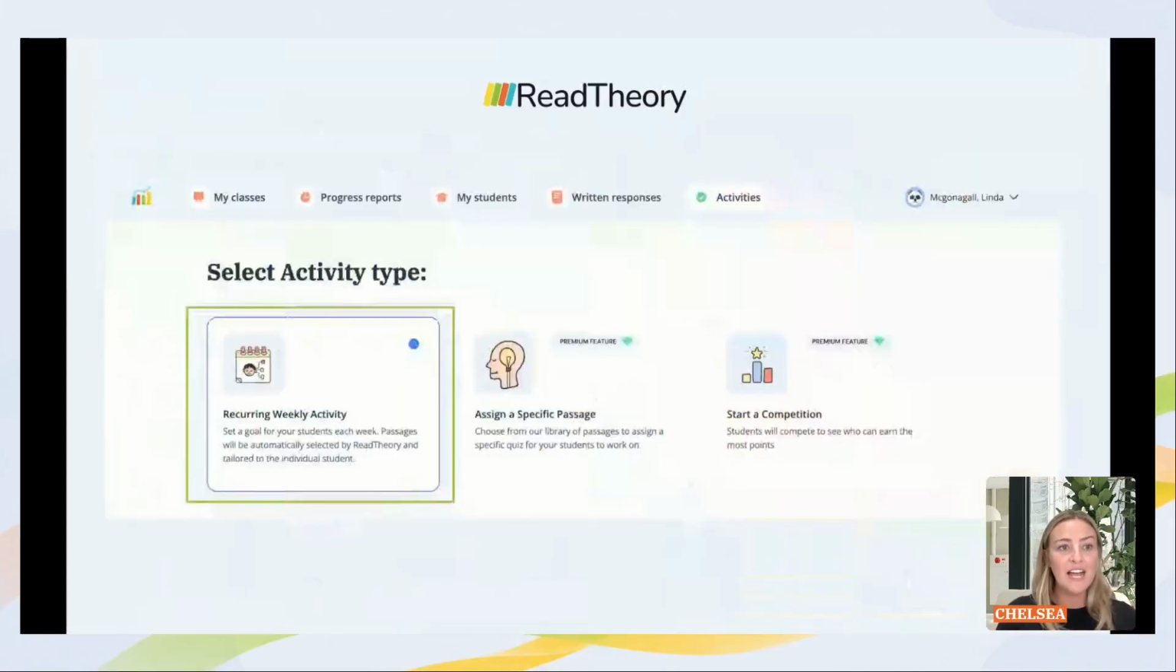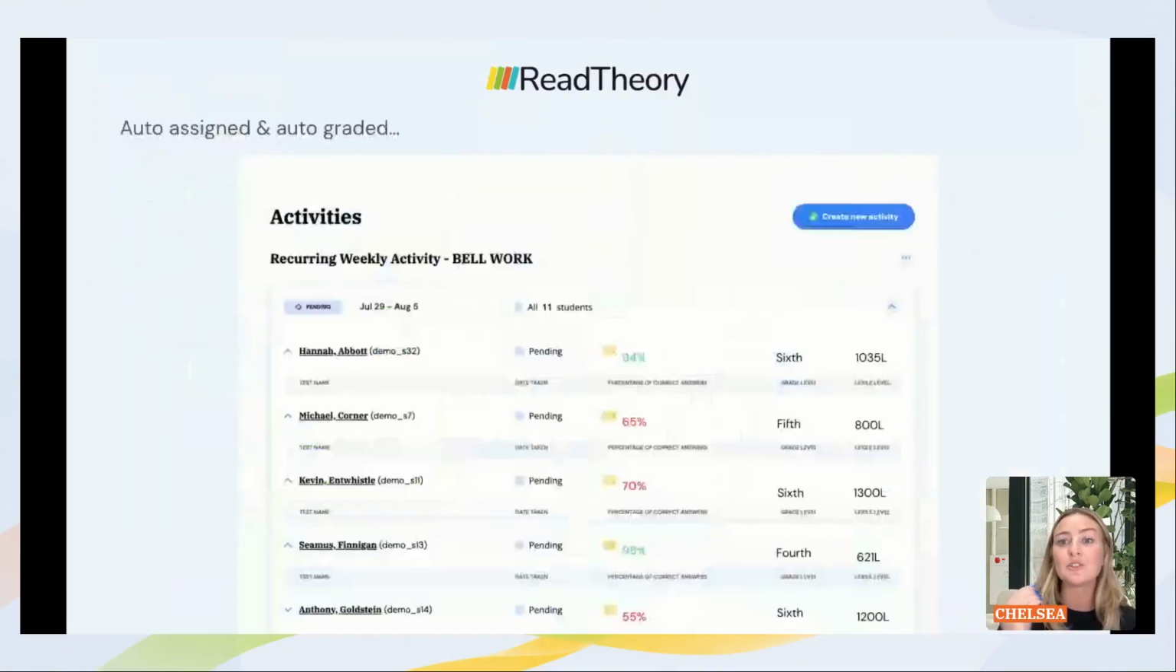So rather than having to go through and assign it every single week manually, Read Theory can actually allow you to set it as a recurring weekly activity. So under activities, you'd be able to choose recurring weekly activity. You could set what you wanted it to be, and then it'll help you actually keep track of that over time. So it'll auto assign and auto grade for you, so you can keep track of where your students are.